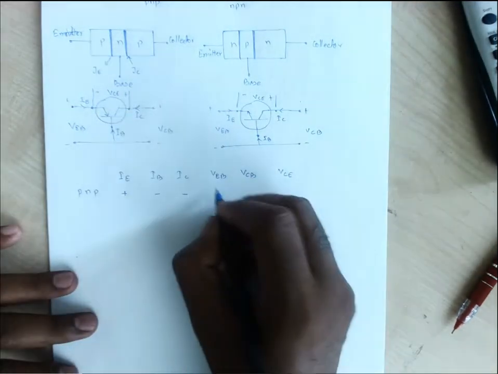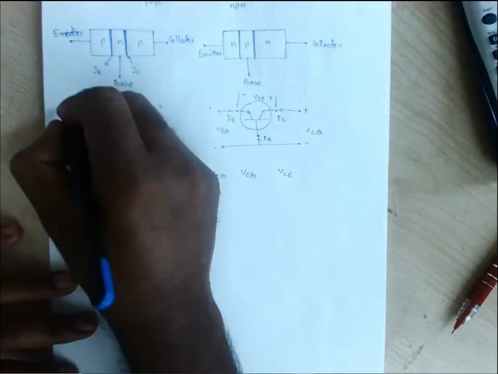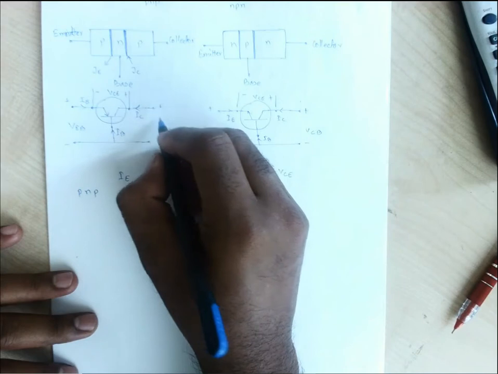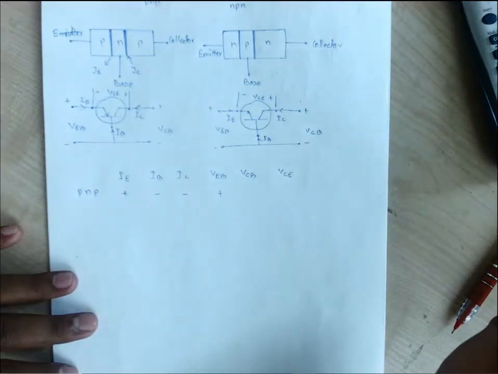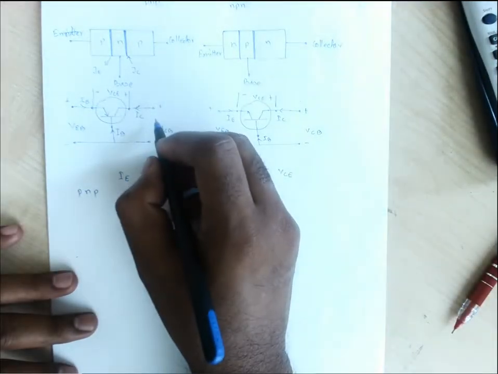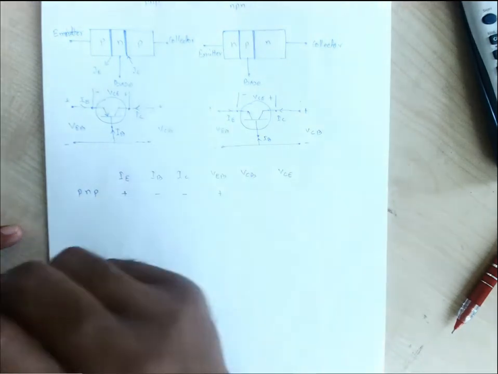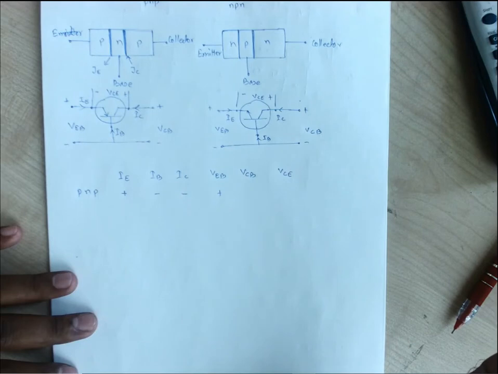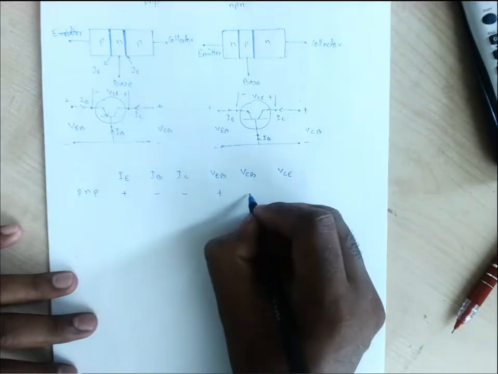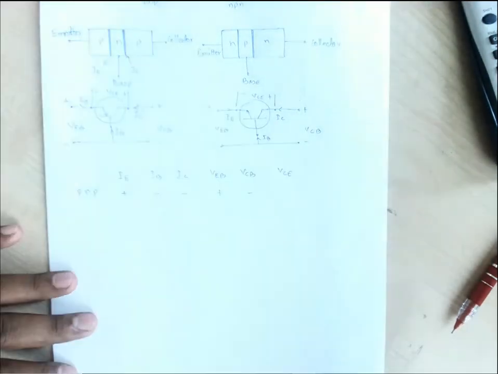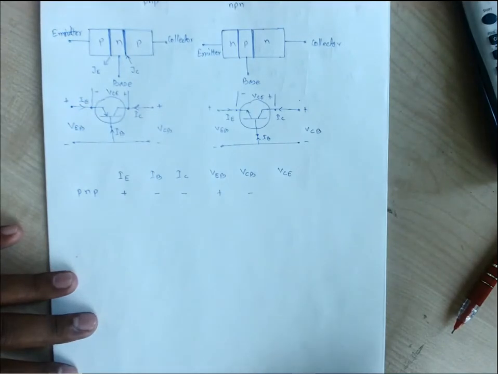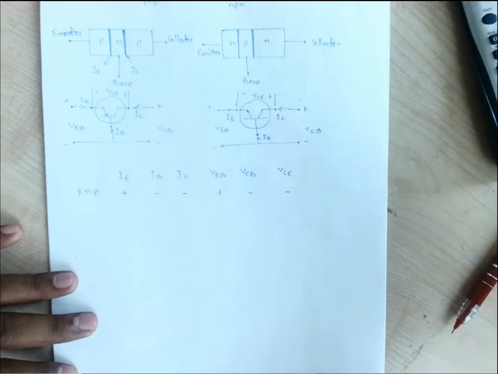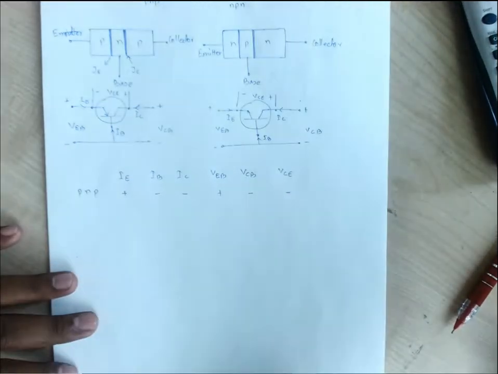VEB is right, plus minus VCB. Now this current has been flowing like this. So VCB is not at all plus minus for this PNP transistor. We'll find out why. It should be minus plus. VCE should also be minus plus. That is minus. We'll see why these two are reversed.